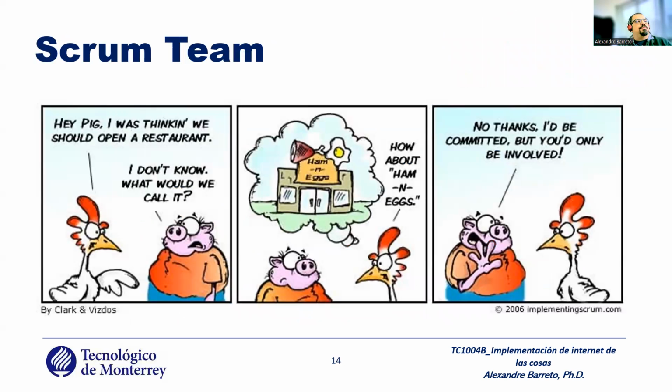This picture is a good picture that represents the Scrum. The conversation is like, "Hey pig, what are you thinking? We should open a restaurant." And the pig said, "I don't know what you call it."